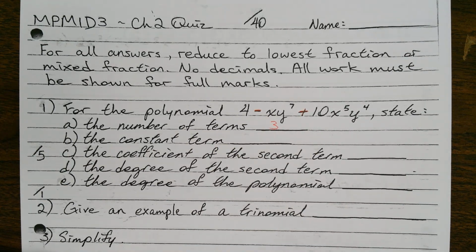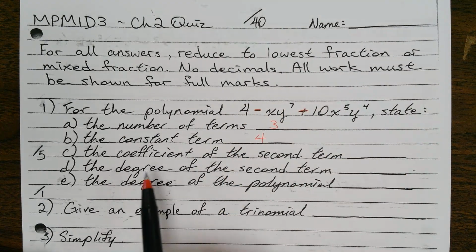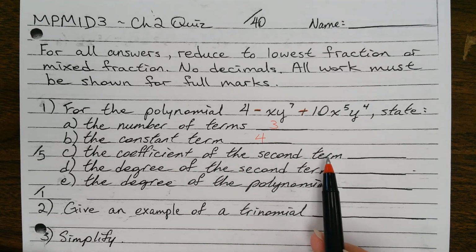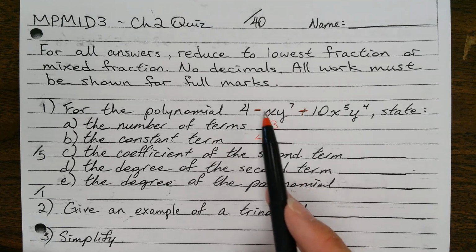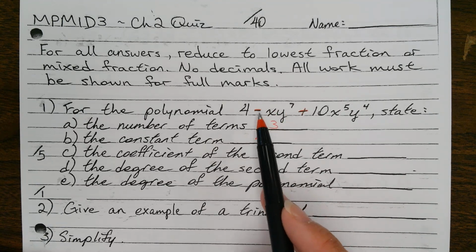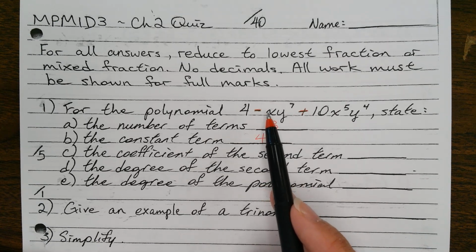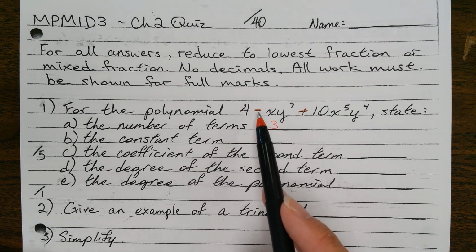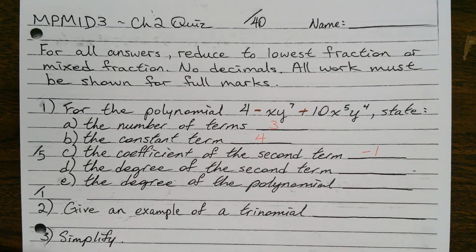Rachel, constant. 4. Yeah, the constant is just the number by itself, so it's 4. The coefficient in the second term, Naomi. Second term is the xy. Yep, this term. So 1. Think carefully. Very close. Not just 1, but negative 1. Okay, the sign in front goes with it. So this one is actually negative 1.